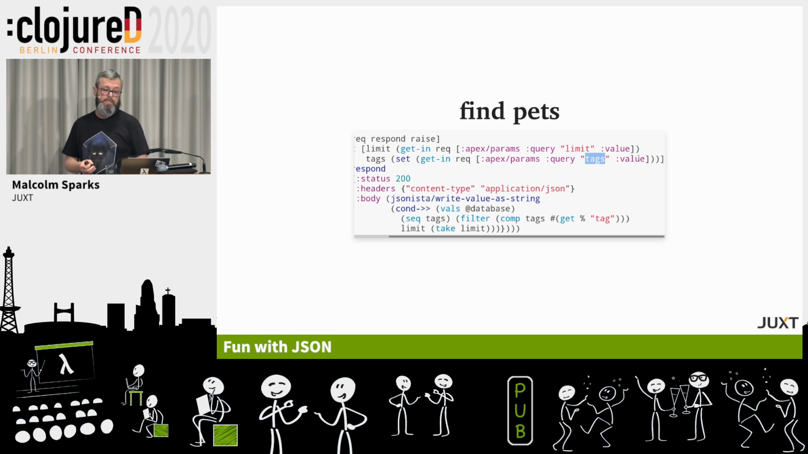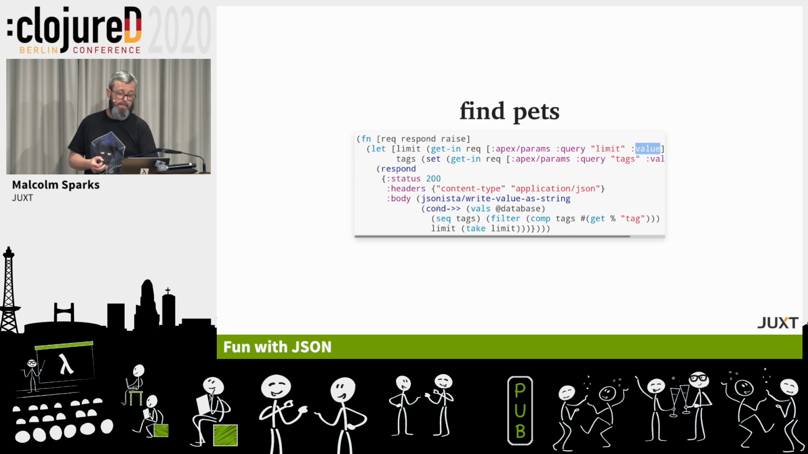And in this case, I'm not checking whether it's valid, I'm just getting the value. And then I'm responding, I'm saying, well, get my pets out of the database. If the tags have been specified, then I want to filter based on the tags. And if the limit has been specified, I want to take from that sequence. And notice there's no string to integer conversion going on here.